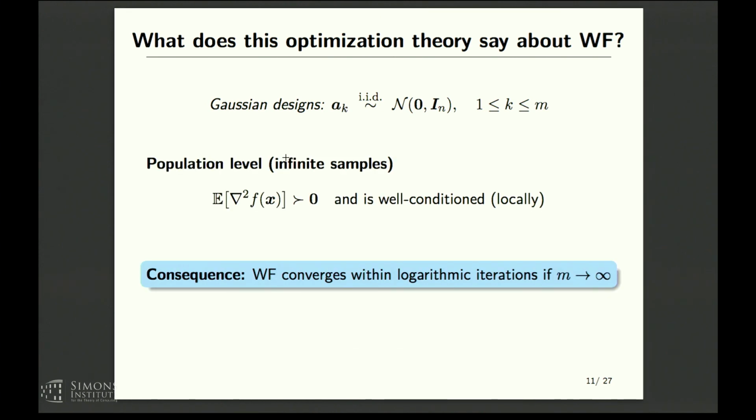Let's start with the simplest case. Let's say we have infinite samples, so it becomes a very nice landscape. In fact, if you look at the expected Hessian in the local region, you can prove that this is a very well-conditioned function locally, and it's also strongly convex. As a result, in the infinite sample case, Wirtinger flow actually converges to the truth within logarithmic iterations.